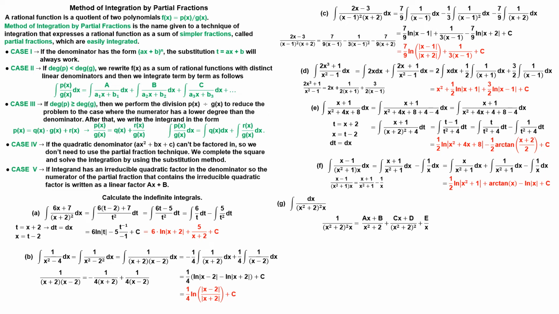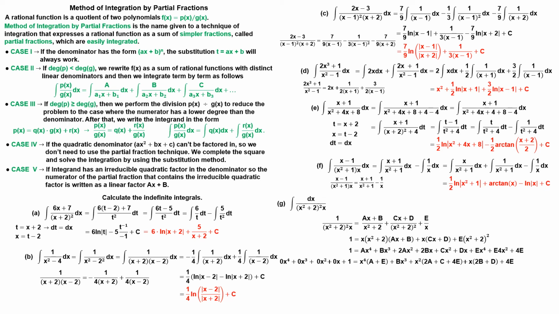We now multiply both sides of this equation by the denominator of the left side. We expand the right side of the equation and then collect up like terms. If we equate coefficients, we get the system. Solving this system gives. We now integrate term by term.